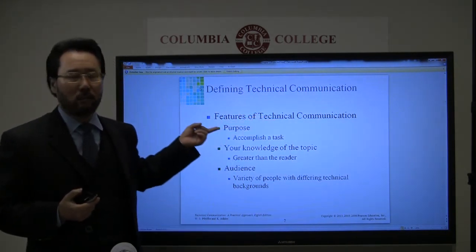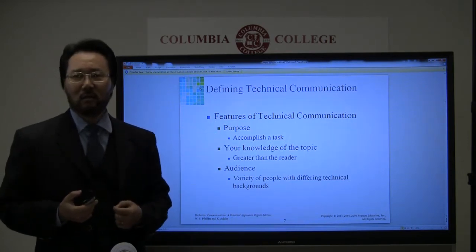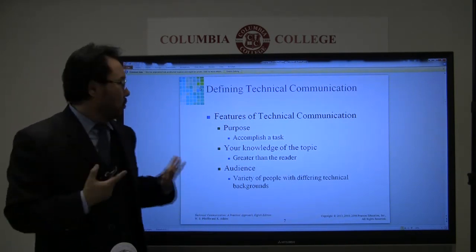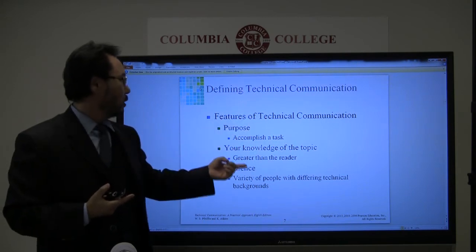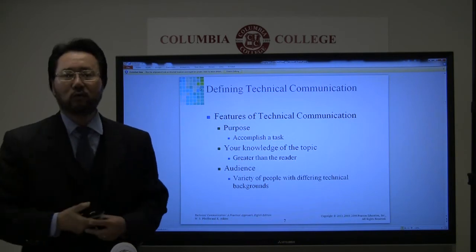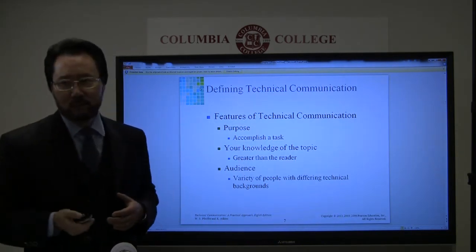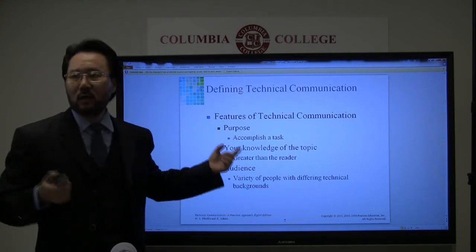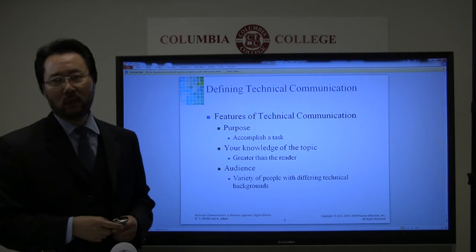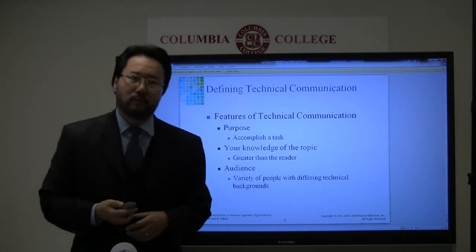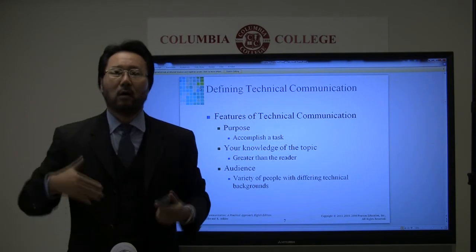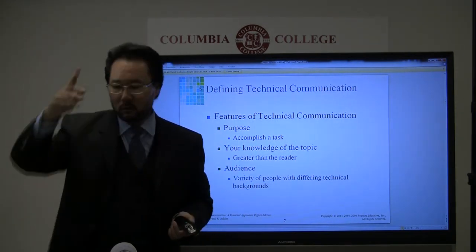Features of technical communication. The purpose is to accomplish a task. Get something done in your work. Compared to academic writing, in technical communication, your knowledge of the topic is greater than the reader's. You know more than other people, and you are trying to convey your message to them. The audience will be a variety of people with differing technical backgrounds. You may write a memo to your employee, or you may write a memo to your boss, your manager. So it involves all kinds of communication from the bottom to the top.